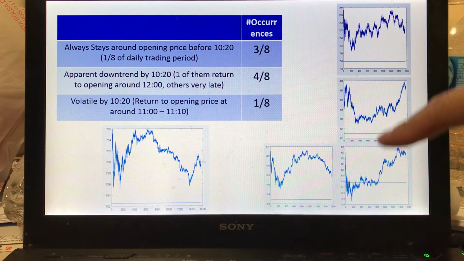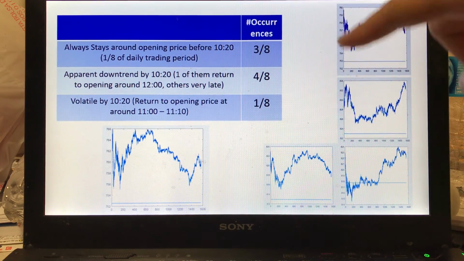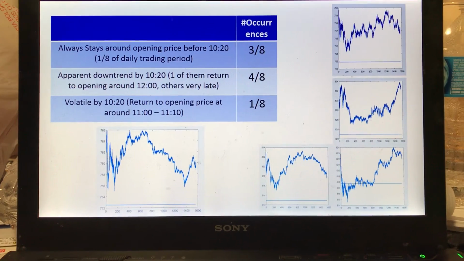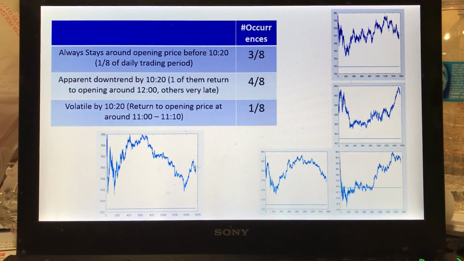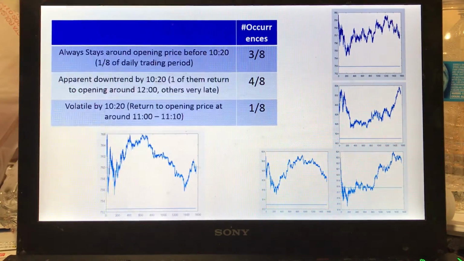You can see that in these 4 cases, initially the stock is experiencing a very volatile or even a straight downtrend. However, this is the only one that returns to the opening price at around 12 o'clock, and the others return almost close to the market close, almost after 3 p.m. So this one can be highly unpredictable.